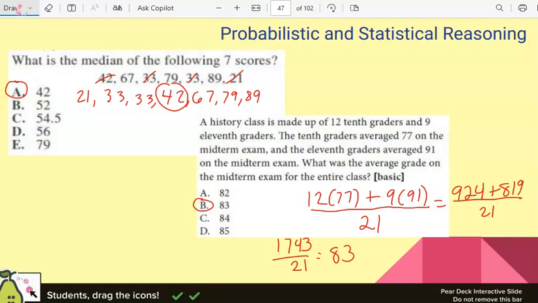The answer to the second example is B, 83. There are 12 10th graders and 9 11th graders. The 10th graders had an average of 77, so we multiply 12 by 77. Then we multiply the 9 by 91, since that's the average for the 11th graders. There are 21 students altogether. Add those up, divide by 21, and you get 83.